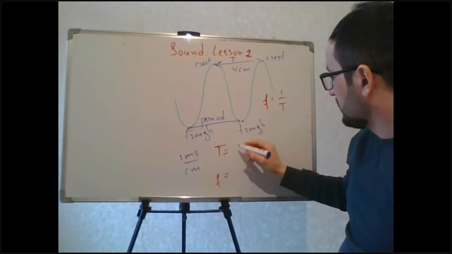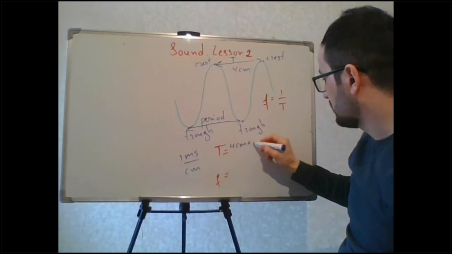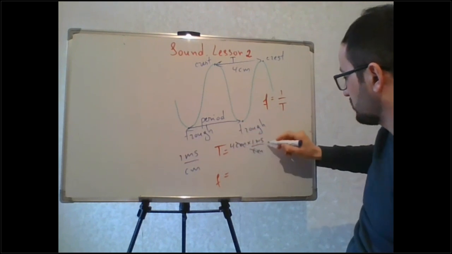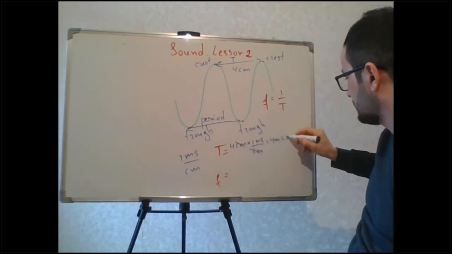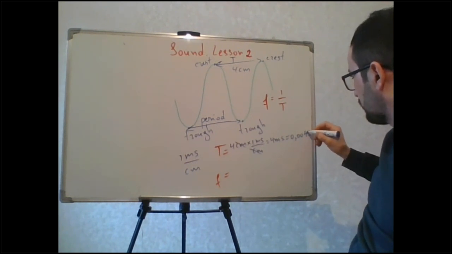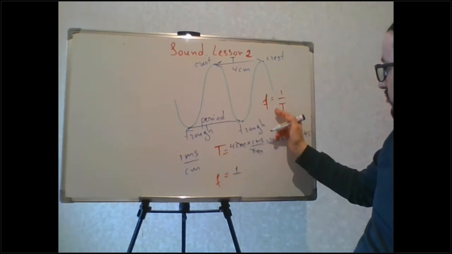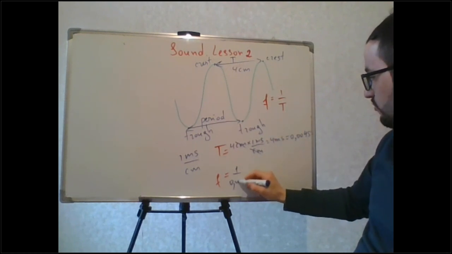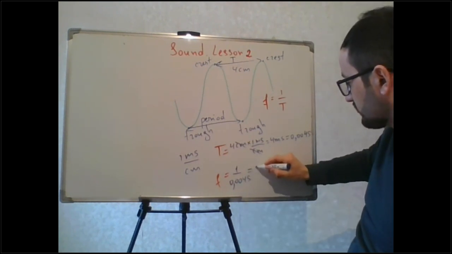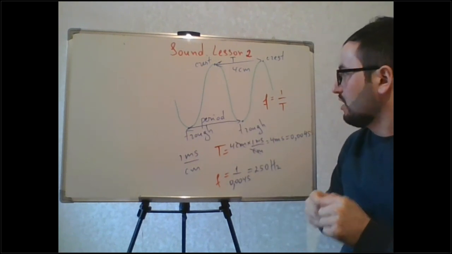Period equals 4 centimeter times 1 millisecond per centimeter. We can cancel centimeter, we will get 4 millisecond. Milli means 0.001, so 0.004 second. And frequency equals 1 over period, 1 over 0.004 second, so it will be 250 hertz.